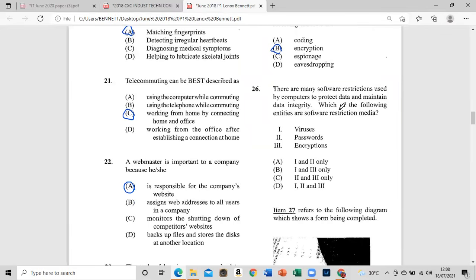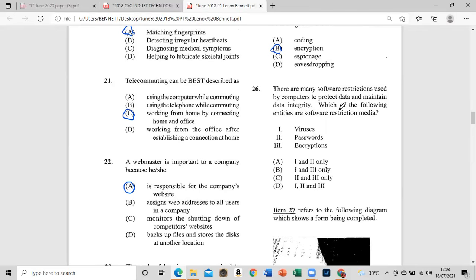26 now. There are many software restrictions used by computers to protect data and maintain data integrity. Which of the following entities are software restrictions media? Is it A, virus? B, MOB. 1, viruses, 2, passwords, and 3, encryptions.